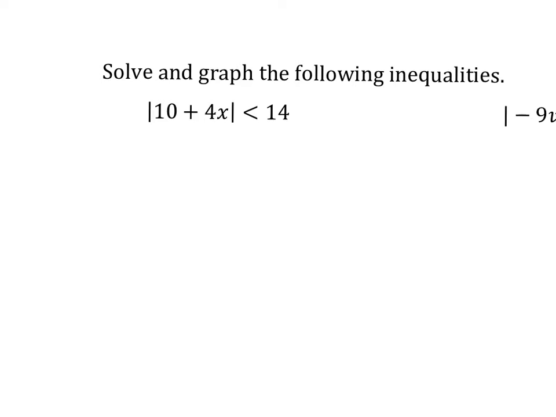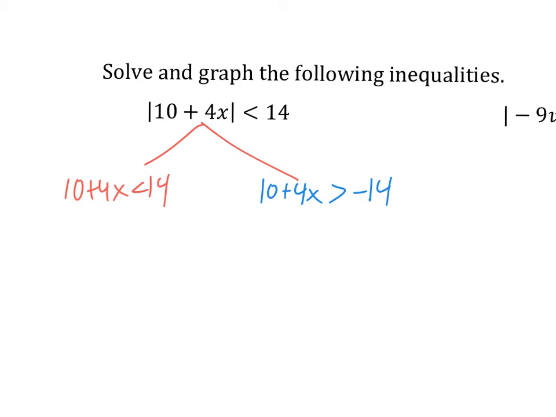So here we have the absolute value of 10 plus 4x is less than 14. We can split it right away because our absolute value is isolated. So we'll split this into 10 plus 4x is less than 14, exactly as we see it, and 10 plus 4x is greater than negative 14. We'll flip the inequality symbol and change the sign on the number. And then we just want to solve both of these.